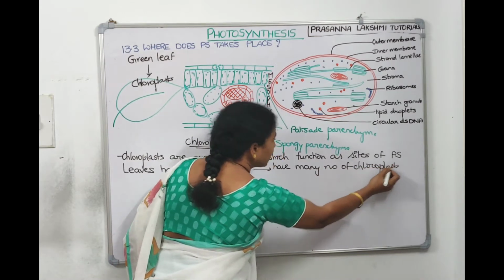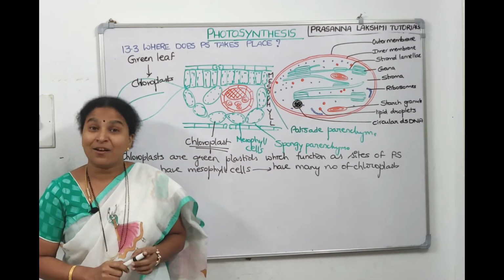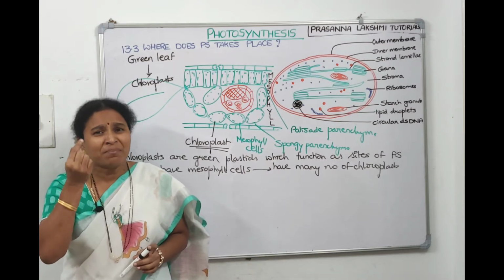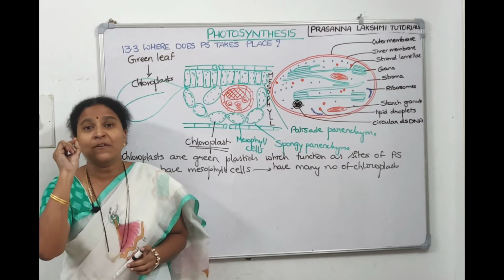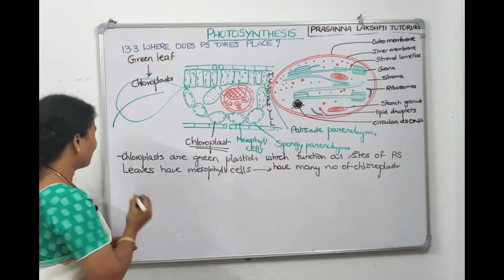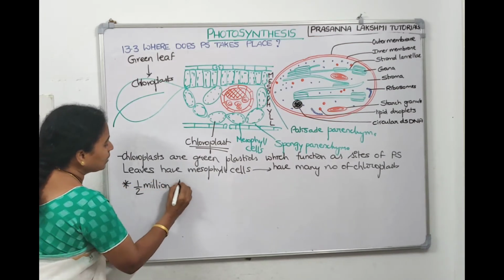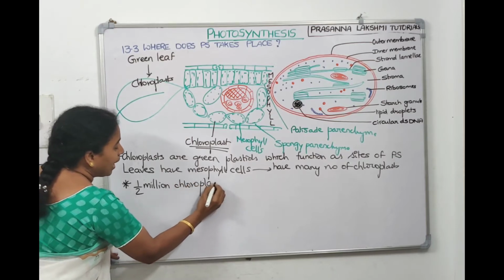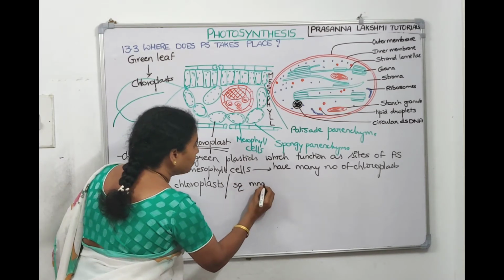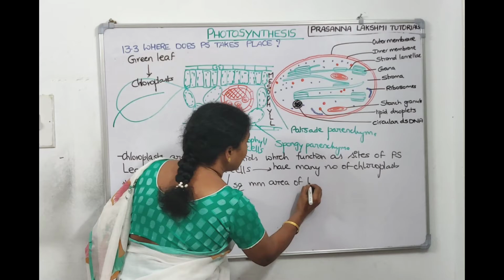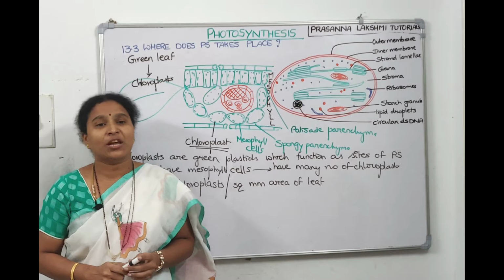Now if we take a numerical to tell how many chloroplasts there are, 500,000 chloroplasts will be there in 1 square millimeter area of the leaf. So remember this, it is important. 500,000 chloroplasts are there per square millimeter area of the leaf. That's why it can do photosynthesis very efficiently.